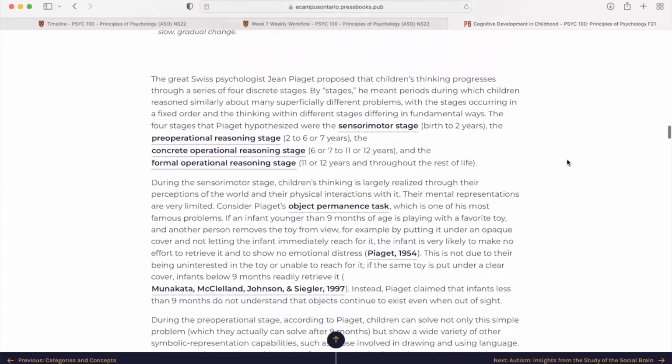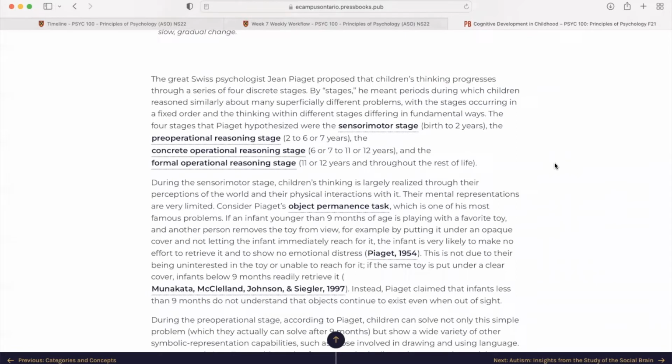The great Swiss psychologist Jean Piaget proposed that children's thinking progresses through a series of four discrete stages. By stages, he meant periods during which children reason similarly about many superficially different problems, with the stages occurring in a fixed order and thinking within different stages differing in fundamental ways. The four stages that Piaget hypothesized were the sensorimotor stage, the preoperational reasoning stage, the concrete operational reasoning stage, and the formal operational reasoning stage.